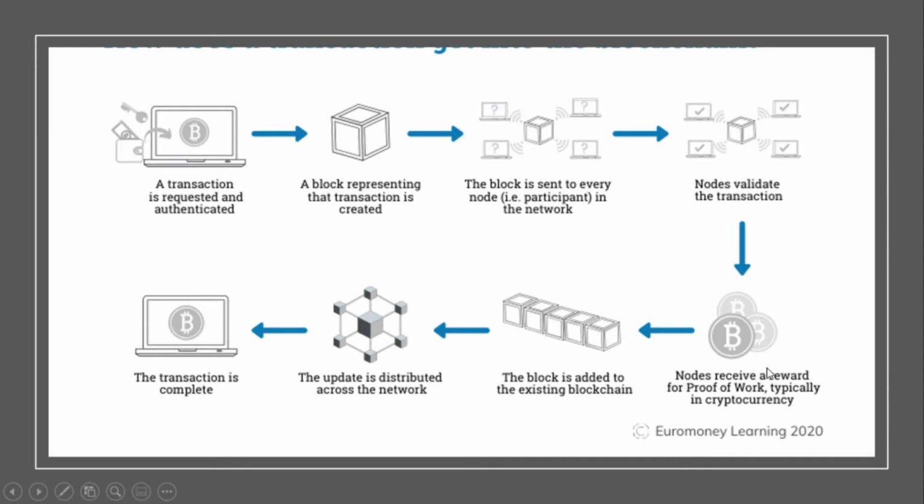Nodes receive a reward for proof of work, typically in cryptocurrency, or participants, they receive a reward for their proof of work. The block is added to the existing blockchain. The update is distributed across the network. The transaction is complete. And this is what it means when they say that the information on the blockchain is spread across multiple different computers on the network simultaneously.